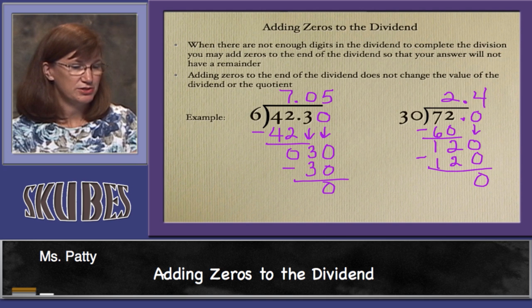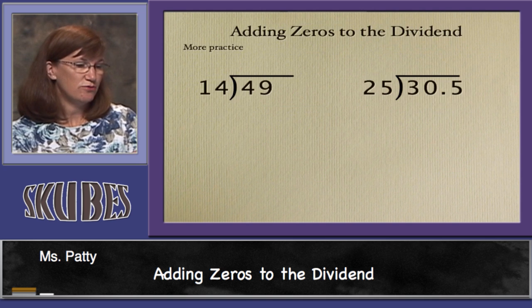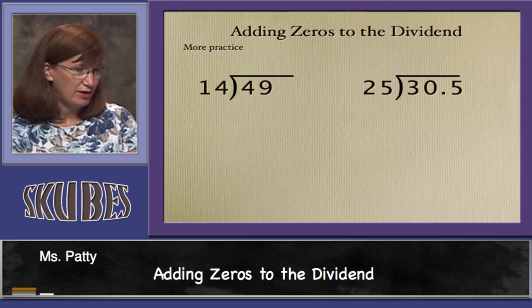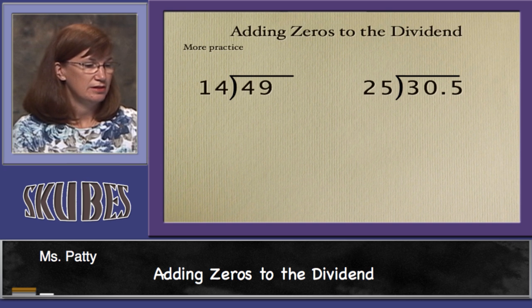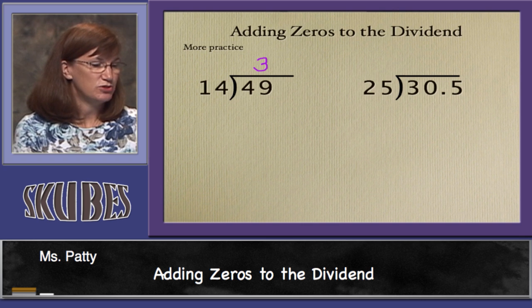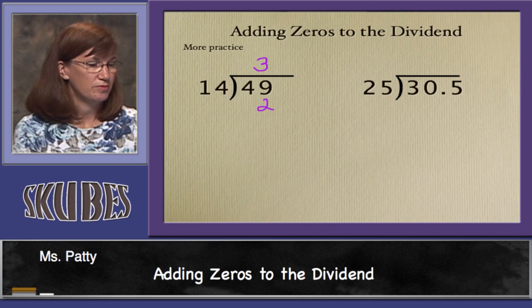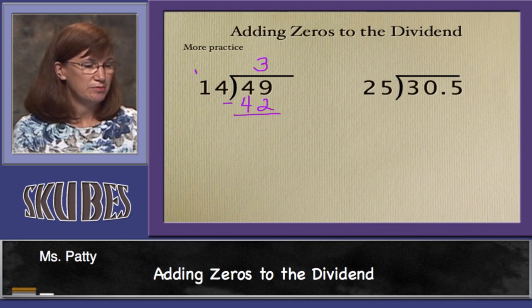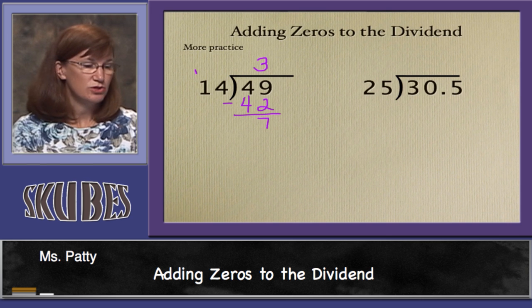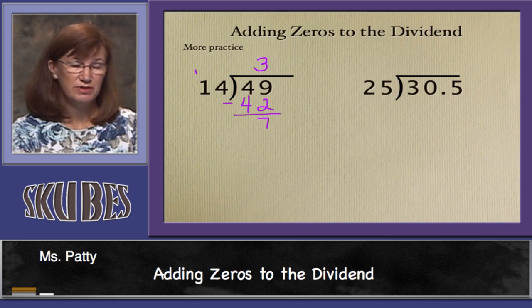Let's do some more practice. We have 49 divided by 14. Let's start by trying a 3 here. 3 times 4 is 12. We'll carry our 1. 3 times 1 is 3, plus 1 is 4. And we have 42. 9 minus 2 is 7. 7 is smaller than 14, so we may go on and see if we can finish this.